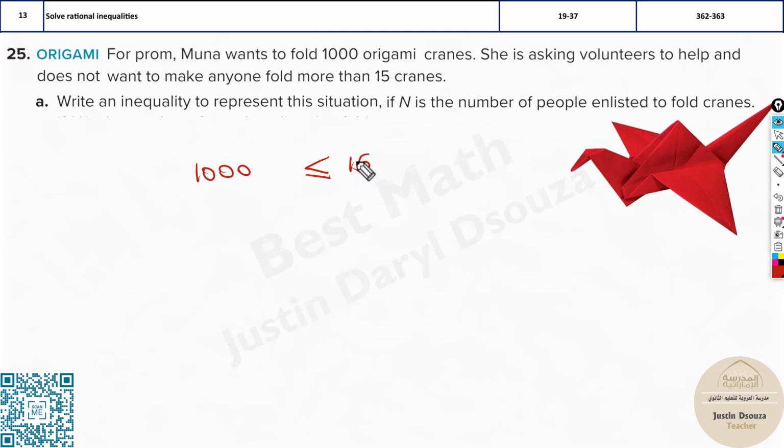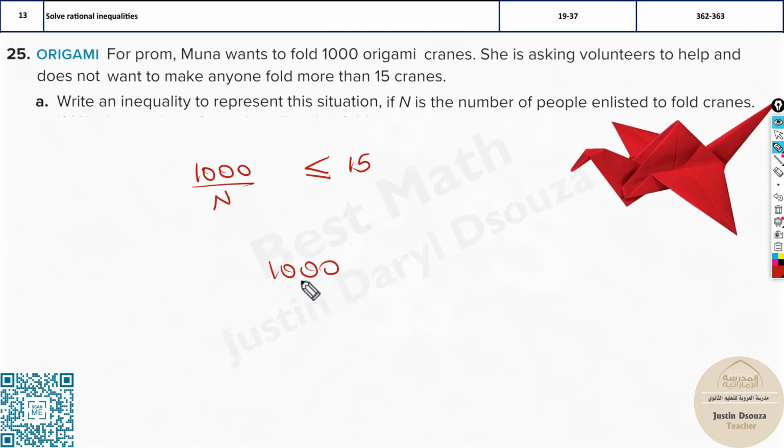Now imagine you're 100 people. So 1000 to be folded by 100 people should be less than or equal to 15. Is it true? Yes, it will be true, it's 10. But now we don't know how many people, right? If you are 100 people, we just divide it. But now we know it's n number of people, so we just write this inequality.